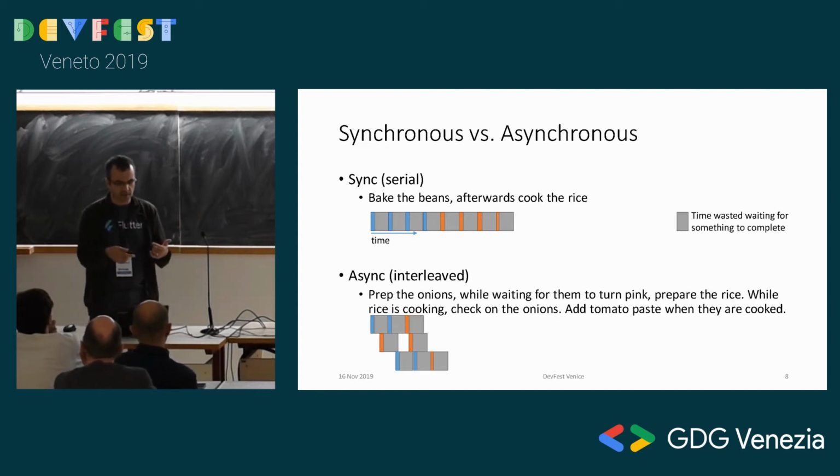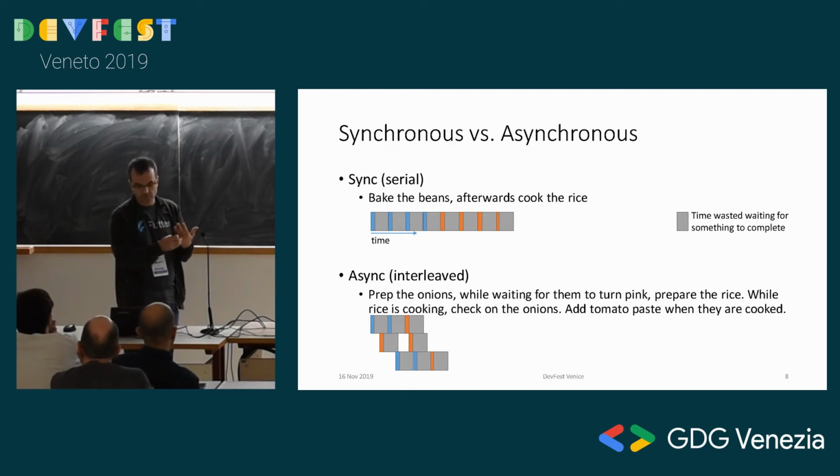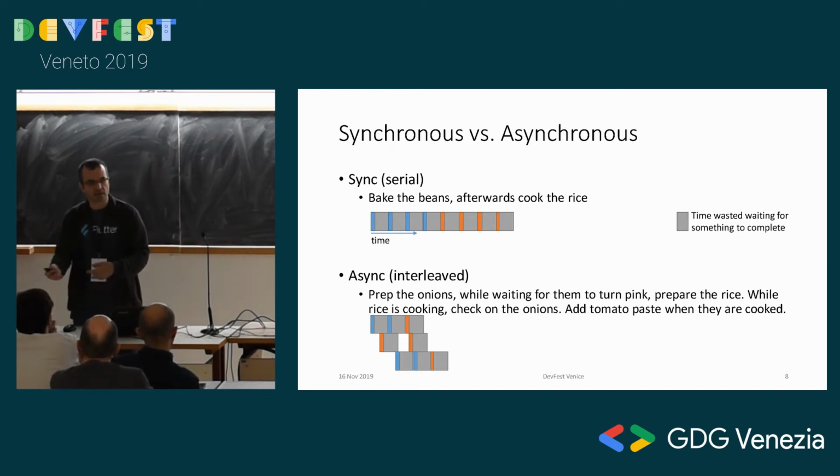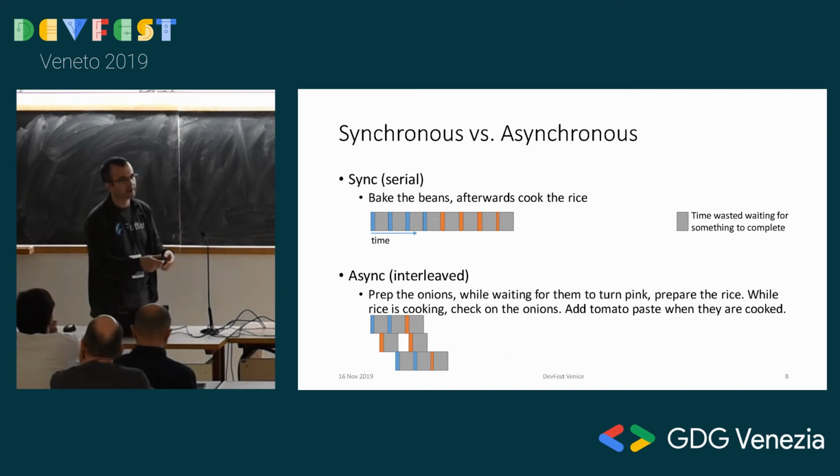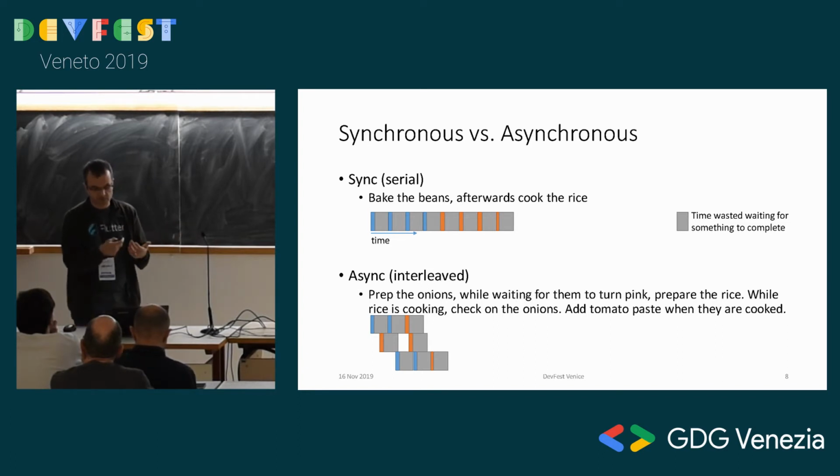What do I do instead? I interleave them in an asynchronous manner. I start the onions and then switch to here, do something here, go back to the onions, etc. Asynchronously, I get my work done. But in programming, like I said earlier, we do this a lot. So we are trying to avoid that.